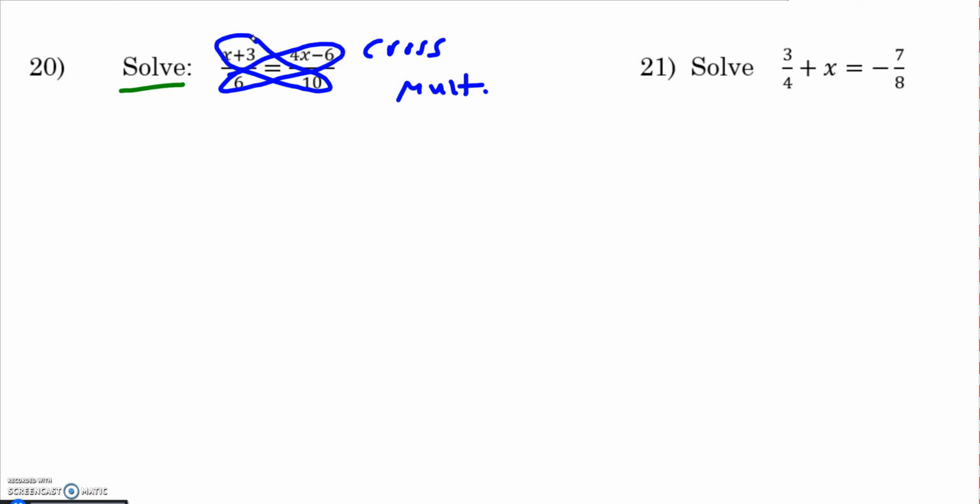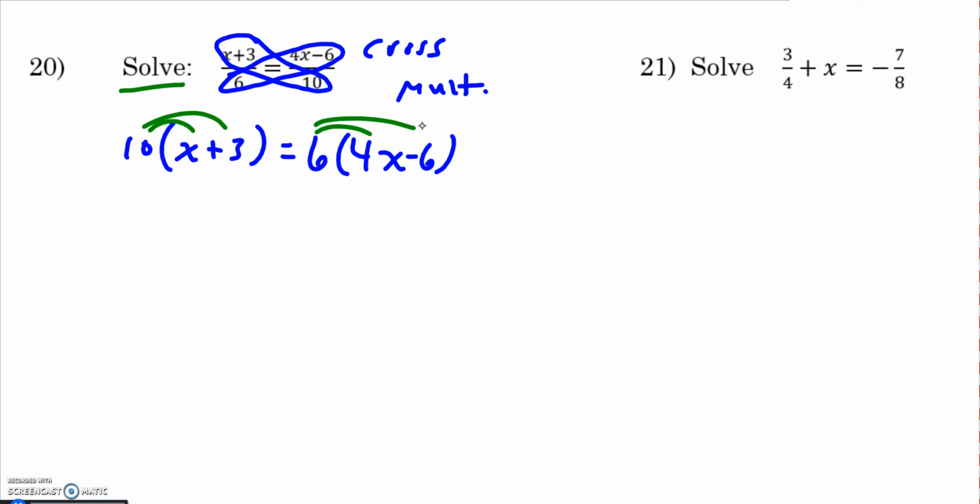So if I cross multiply, we would get 10 times all of x plus 3 equals 6 times all of 4x minus 6. And yes, you could have had this whole thing on this side of the equals and this whole thing on this side. It doesn't make a difference as long as you're careful with your parentheses. So if I distribute on both sides, I would get 10x plus 30 equals 24x minus 36.